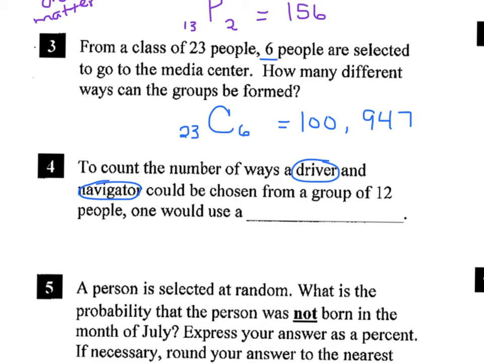To count the number of ways a driver and navigator could be chosen, we have a driver and a navigator, so it matters who is who. You have to have somebody with a driver's license driving, and you have to have somebody who knows how to read maps to navigate. So they're 2 different roles, which means you're going to use a permutation.